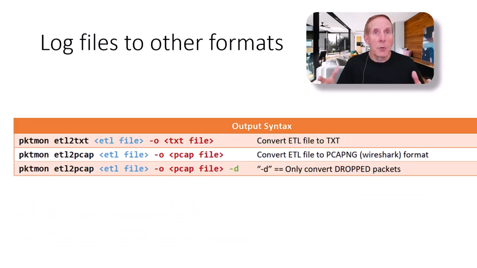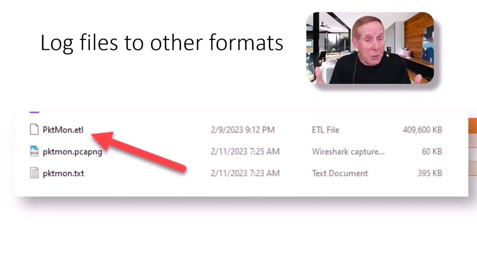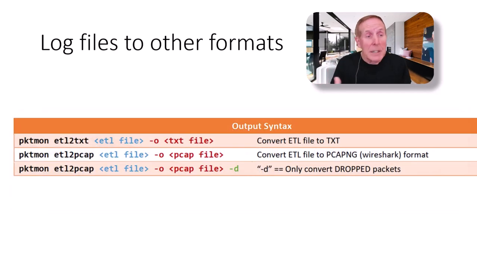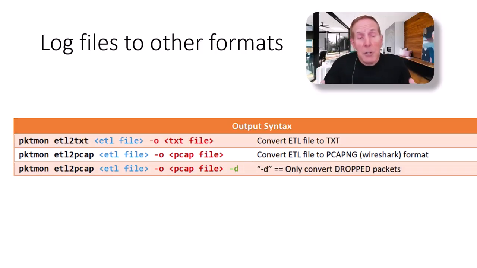Now once you've saved your packet capture to a file on the hard drive, it saves it as an ETL file, which is a trace file. Most of you don't have tools that can open and view trace files. Event Viewer will, but it's not very helpful. It's better to convert those file formats to either a text file or, better yet, a PCAP extension, which is useful in Wireshark, and you can analyze your capture in Wireshark.